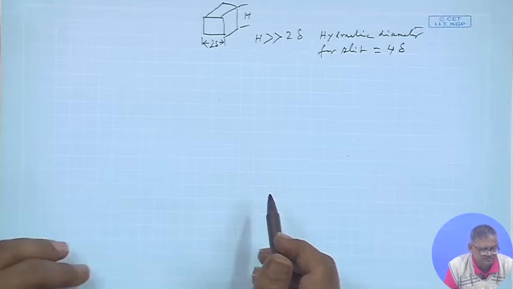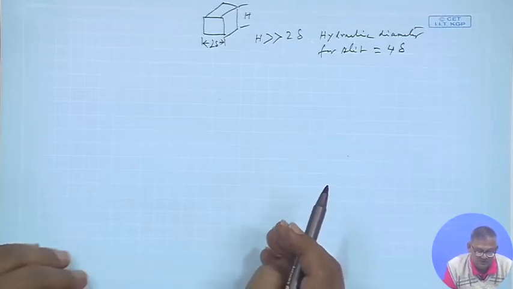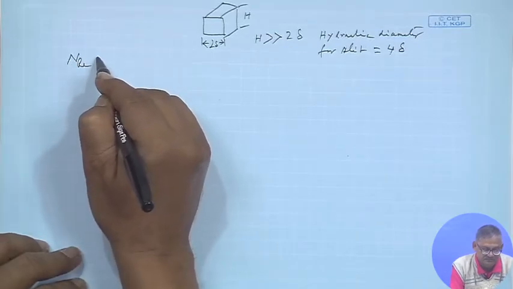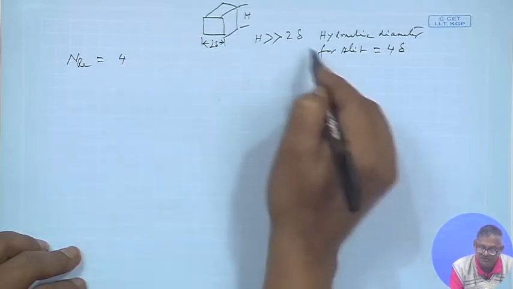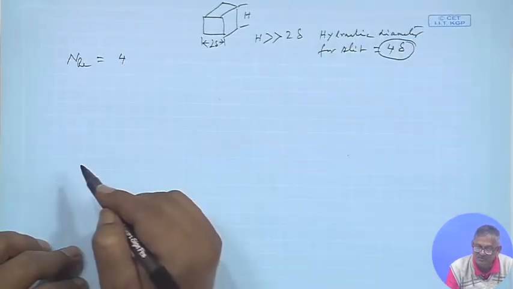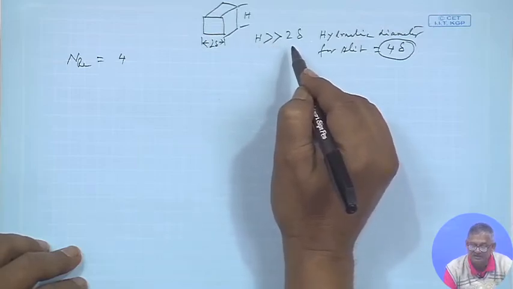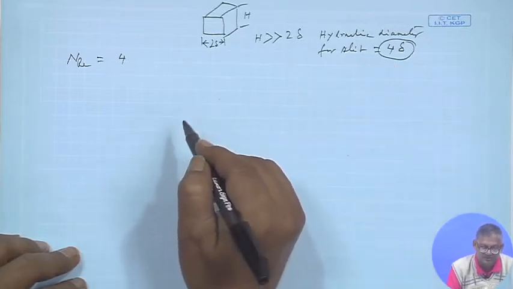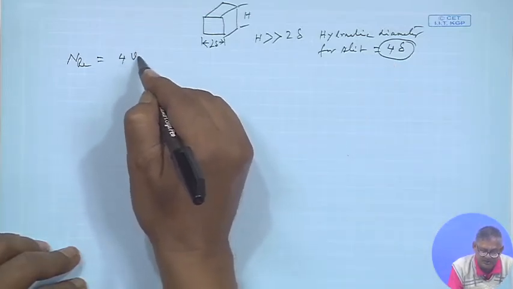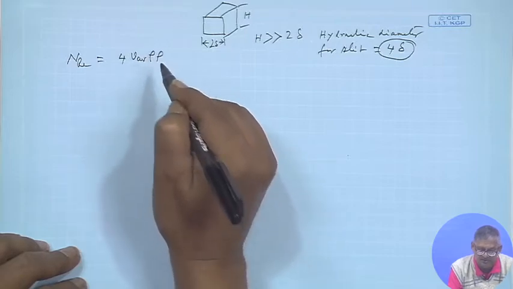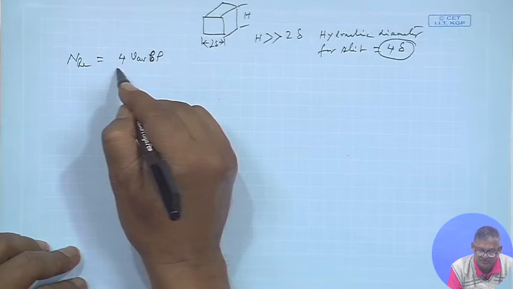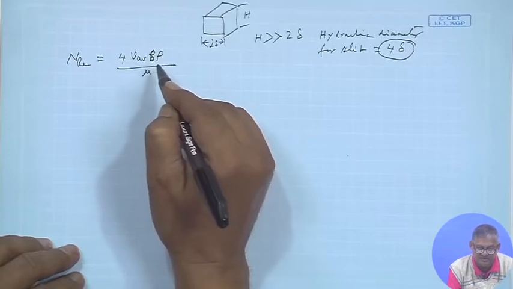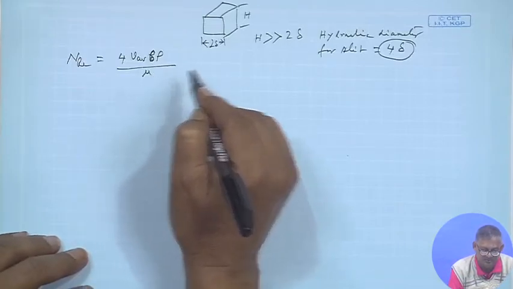So we can say N Re becomes 4 because we have taken hydraulic diameter to be 4 del, because H is much greater than 2 del. So hydraulic diameter becomes equal to 4 del. So we can write 4 V average del rho divided by mu to be the Reynolds number. 4 V average del rho by mu, right.